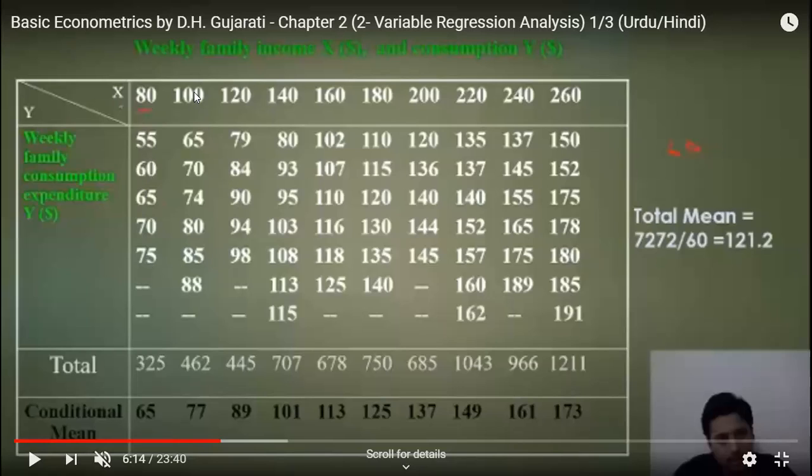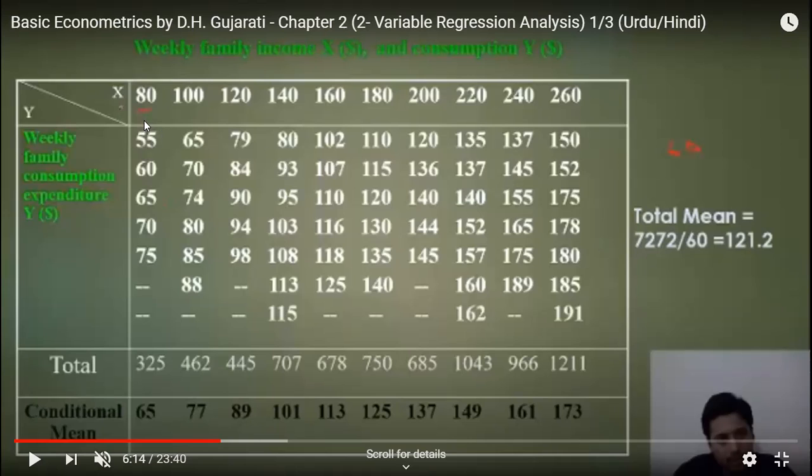Another group, income group 100. How many families? 6 families are there. A total of 6 families. And their expenditures are different: 65, 70, 74, 80, 85, 88. Interesting. Let's say another one here: 140. 1, 2, 3, 4, 5, 6, 7. Income group of 140, there are 7 families and their expenditures are different.